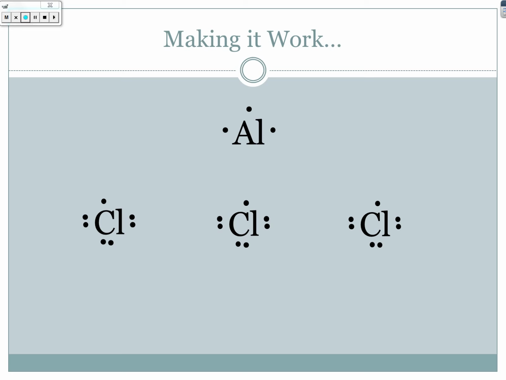of its electrons. So for example, that electron is going to be donated to that chlorine, that electron will be donated to this chlorine, and that electron will be donated to this final chlorine. Which means that aluminum, since it lost 3 electrons, will be aluminum 3+, and chlorine, since it gained 1 electron, will be chlorine minus.